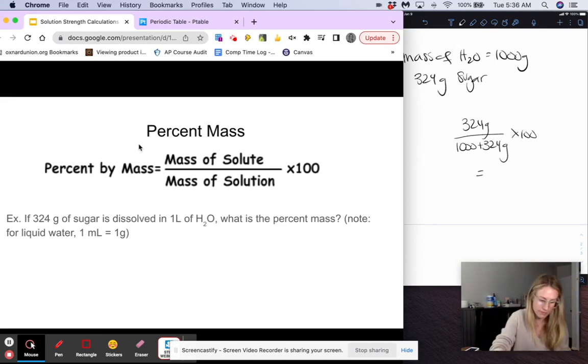And then doing the math here, we get 324 divided by 1,324 times 100, and we end up getting 24.5%. That is our percent mass.